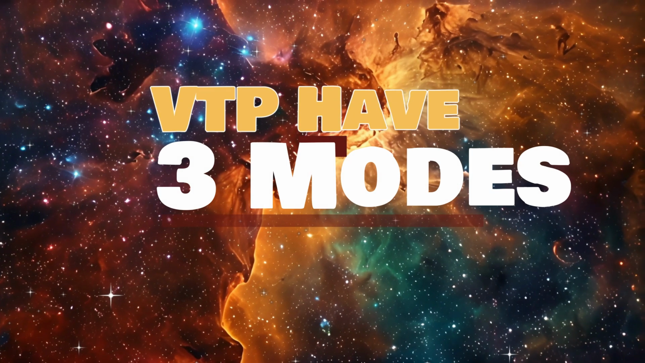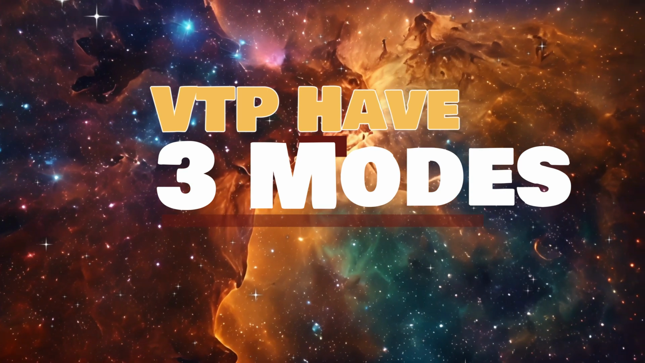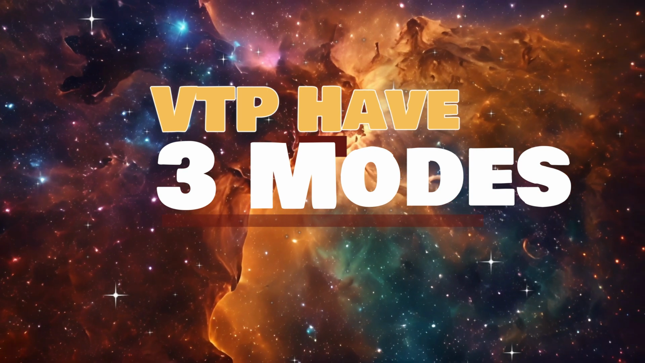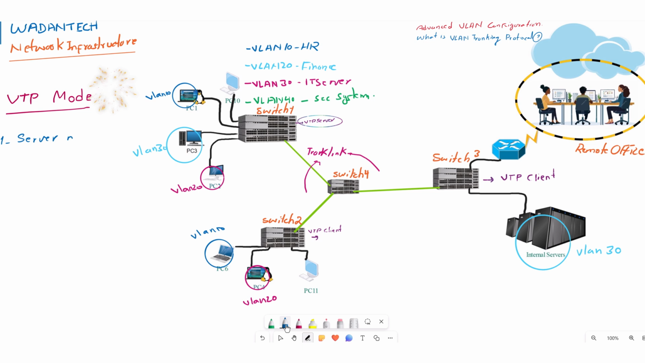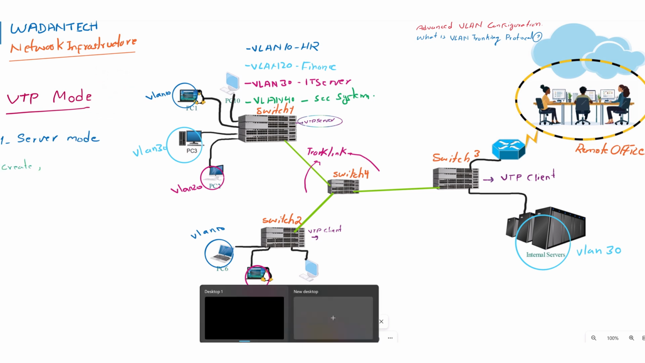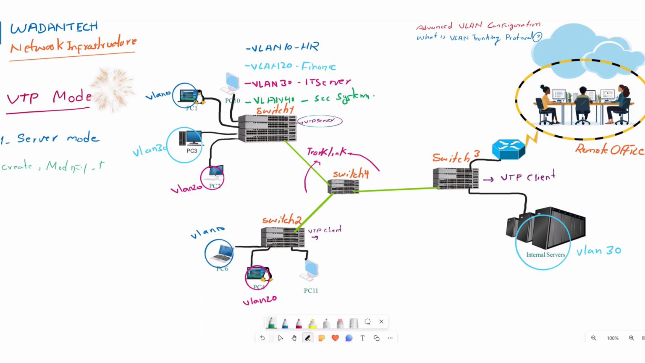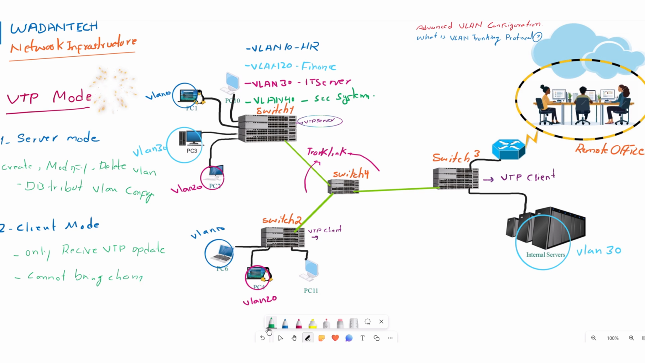Now let's jump to the VTP modes. VTP, or VLAN Trunking Protocol, has three modes. The first mode is server mode. That is the default mode and is responsible for creating, modifying, and deleting VLANs as well as distributing that VLAN configuration to all clients. The second mode is client. Of course, we know the client is only receiving configuration and is not able to change any configuration on any VLANs that it is receiving from the server.